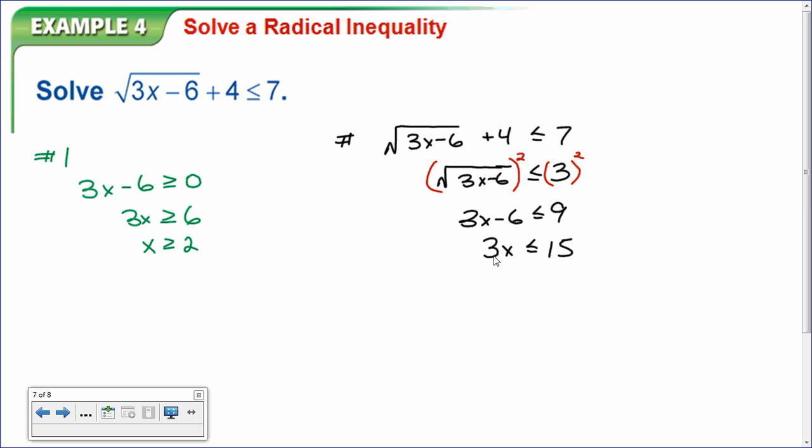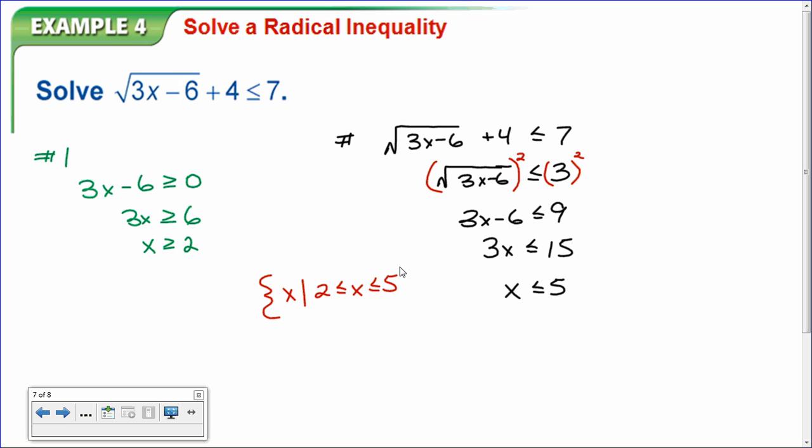Now divide by 3. Remember, if you multiply or divide by a negative number, you've got to remember to flip that sign over. This is a positive number, so I won't flip. 3x divided by 3 is x. 15 divided by 3 is 5. But these two will make up your answer. All right? Your final answer in set builder notation is x, such that here we see that x has to be greater than or equal to 2, so I say 2 then has to be less than or equal to x, which also has to be less than or equal to 5.